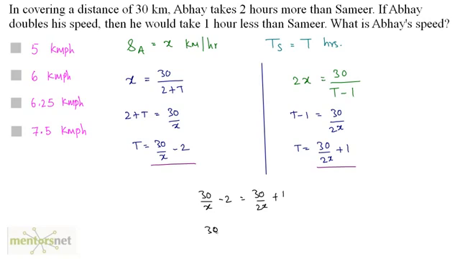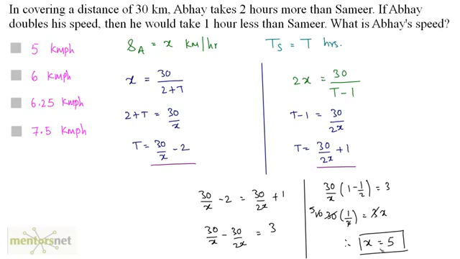So I have 30 by x minus 30 by 2x is equal to 2 plus 1, which is 3. On solving this, you'll get the value of x as 5. So x is the speed of Abhay, and that's what is asked. So the speed of Abhay is 5 kilometers per hour.